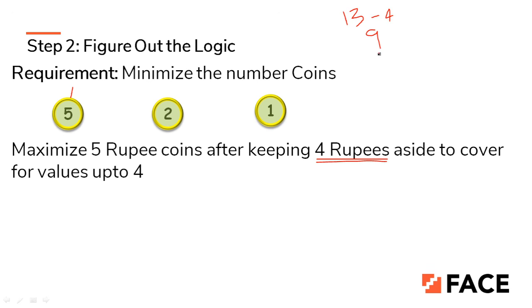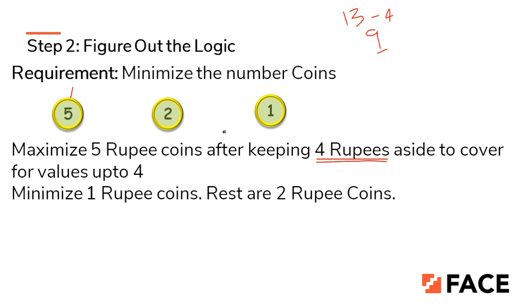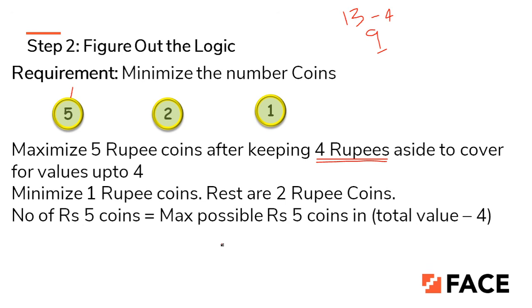After I take 1 5 rupee coin, the remaining amount I have is 9 rupees. So this remaining 9 rupees is what needs to get split up between the 2 rupee and the 1 rupee coins. So what do you do? Within the remaining amount that you have, after you have taken off all the possible 5 rupee coins, you will minimize the 1 rupee coins and leave the rest of them to be 2 rupee coins.